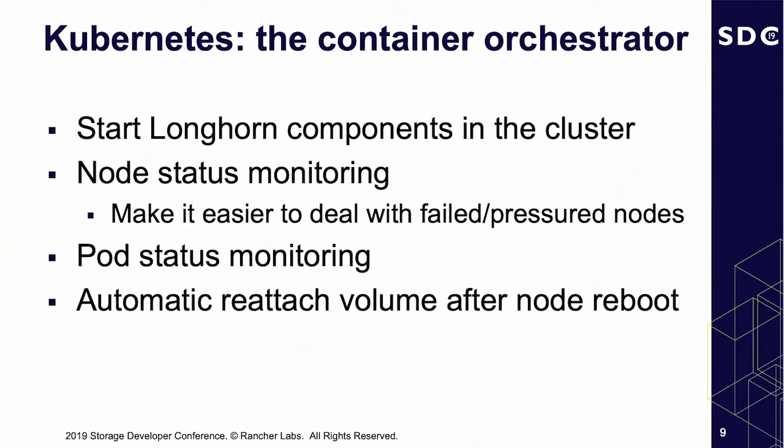And Kubernetes also gives us updates about the status of the node. Is the node down? Is the node under pressure? And we can deal accordingly on the Longhorn side. And of course, for status monitoring, if somehow one Longhorn manager is down, Kubernetes will restart it automatically. And of course, everything connects to the Kubernetes API server, which is the single point of truth.